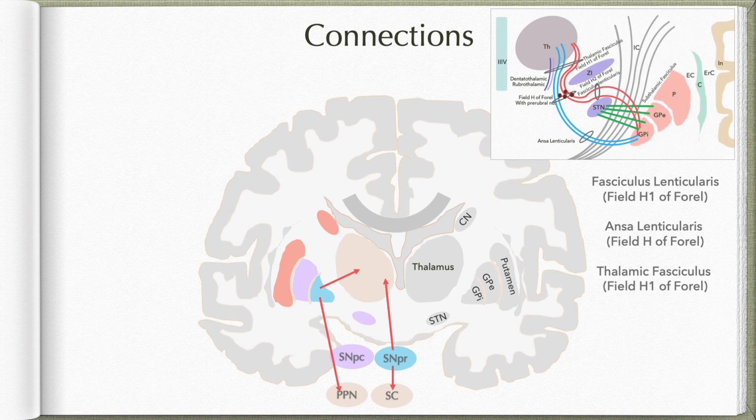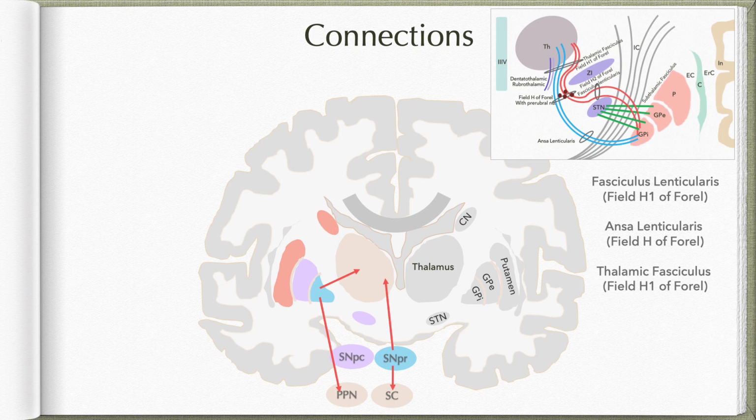These fibers will wind round the ventral aspect of internal capsule, and then they will ascend to field H of Forel, where they will be joined by the fibers of fasciculus lenticularis. Finally, these combined fiber bundles of fasciculus lenticularis and ansa lenticularis fibers will pass through field H1 of Forel, where they will be joined by dentatothalamic and rubrothalamic fibers to form what is known as thalamic fasciculus, and finally they reach ventral anterior, ventral lateral, and the centromedian nucleus within the thalamus.